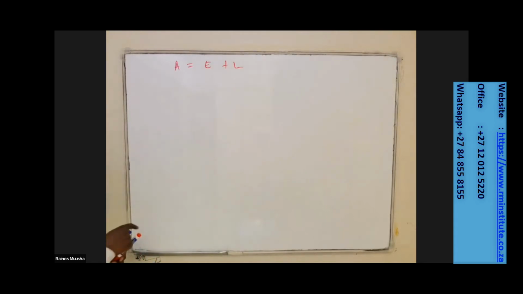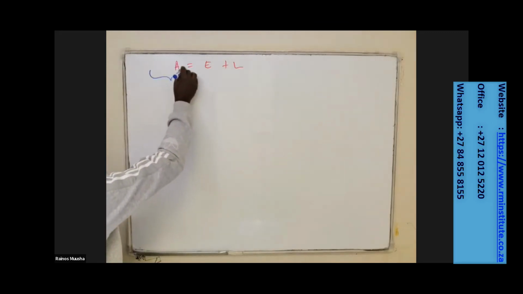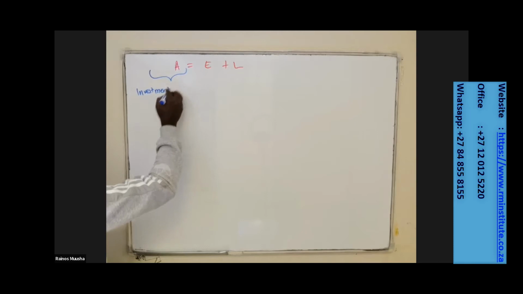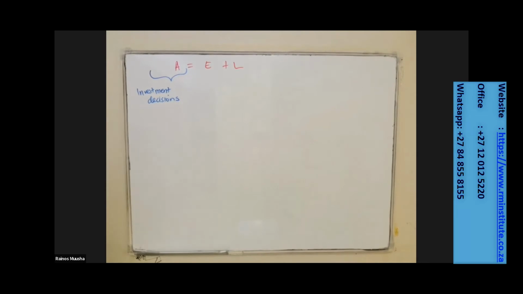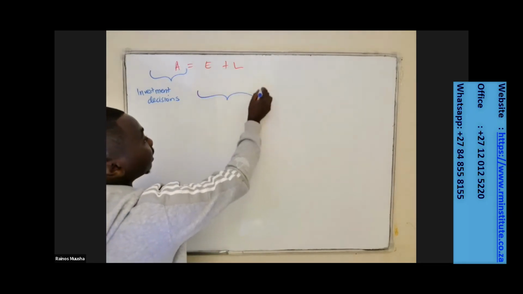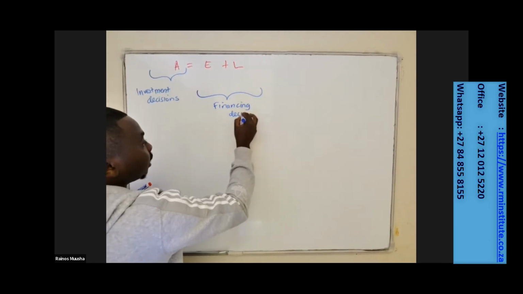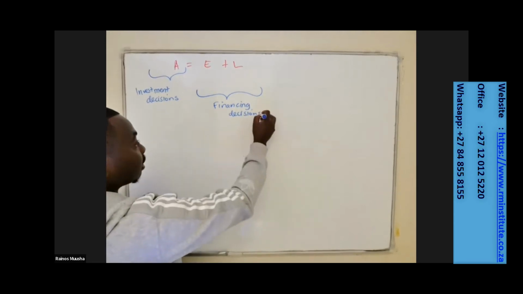So in this case, when it comes to the accounting equation, your choice of exactly which assets you're going to be investing in, for example, when you look at capital budgeting, is where you are going to be making investment decisions. Then your choice of exactly how you are going to be financing the different assets is where you are going to be making the financing decisions, on the right-hand side of the accounting equation.